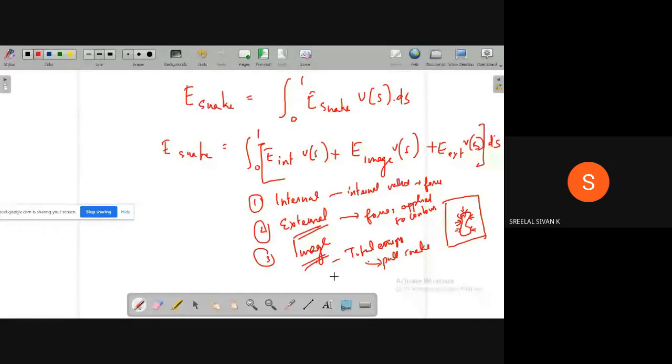So internal energy is there, external energy, and the image energy, all used to define the energy function of that particular snake. Internal energy, image energy and external energy. So this process is known as active contour.